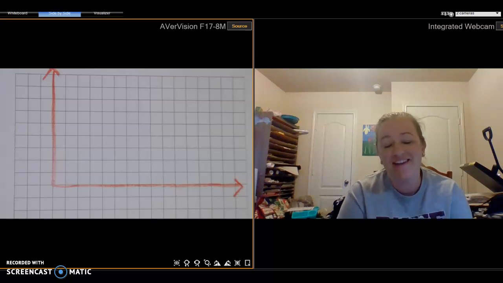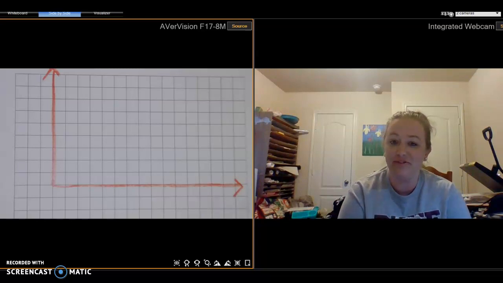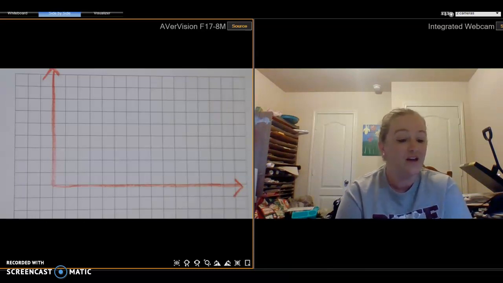Good morning, everybody. Before we left for spring break, we were talking about different types of data graphs, and there was one that we haven't gotten to yet, and that's called scatter plots. So I'm going to go over some scatter plot information with you guys, and that's what we're going to be working on this week from home.